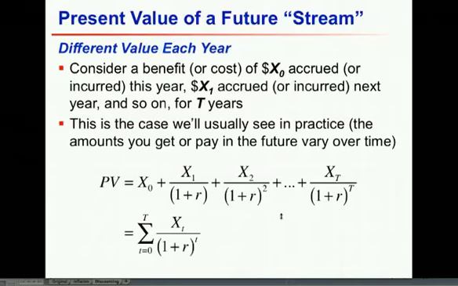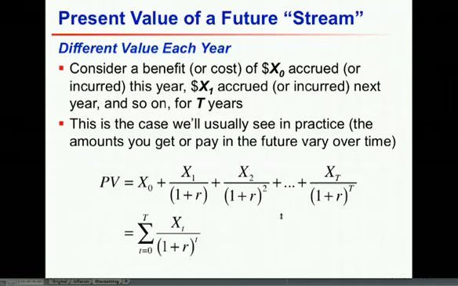Now, of course, as we saw with our alpha beta helicopter example, in general you're often not going to get the exact same costs every year, the exact same benefits every year. So how do you do that? It's just a little more complicated, basically the same. Suppose you get a benefit of X0 accrued this year, X1 accrued next year, and X2 accrued 2 years from now, and so on for T years, or costs incurred, given by that, right? In that case, which is what you usually see in practice, the amounts you would get or pay in the future will vary over time. Then again, you just sum up the present value.